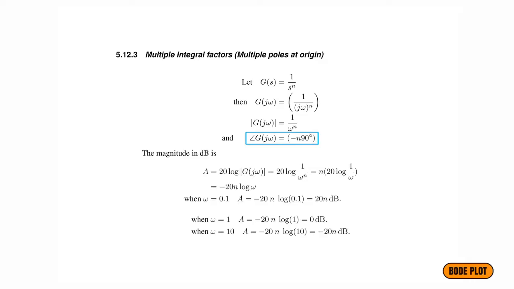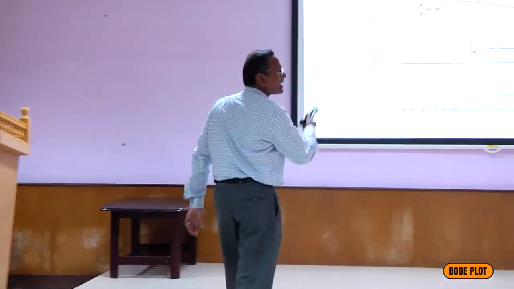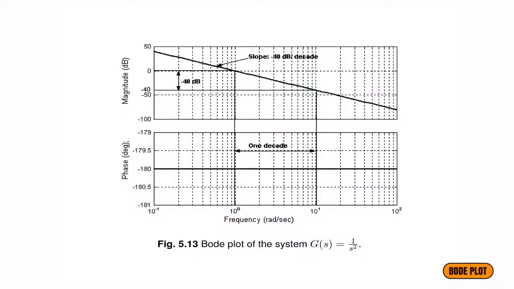When drawing this, always select the 3 frequencies: 0.1, 1, 10. When we substitute omega equal to 0.1, we get 20n dB. If 2 poles, s square, n equal to 2 means 40 dB. But when omega equal to 1, you always get 0 dB. When omega equal to 10, you get minus 20n dB. N equal to 2 means s square, minus 40. For 1 by s square we plotted, n equal to 2.